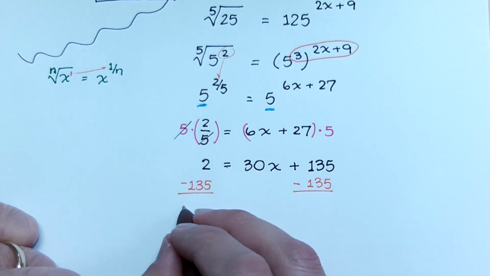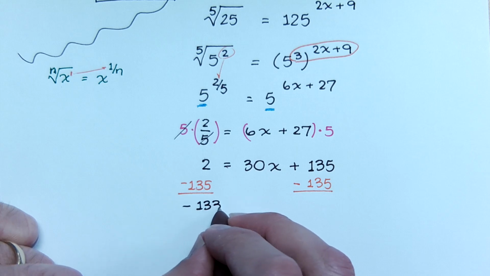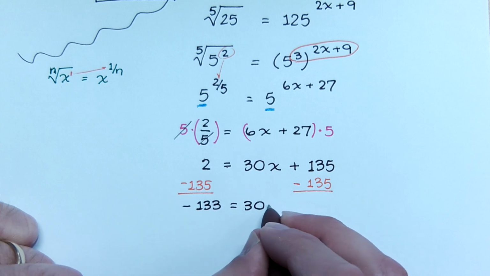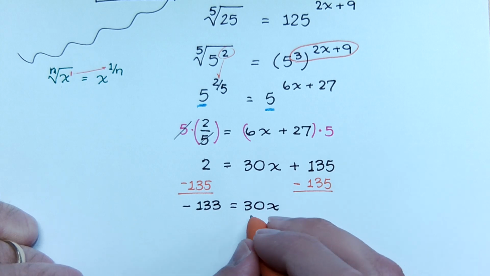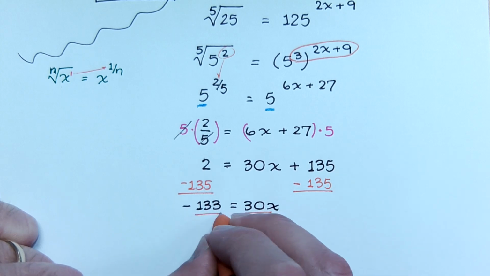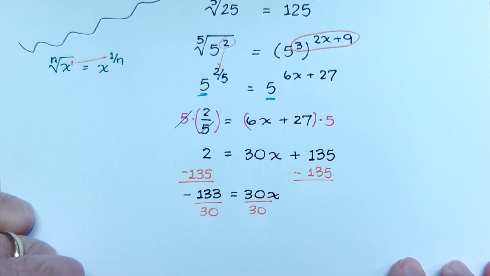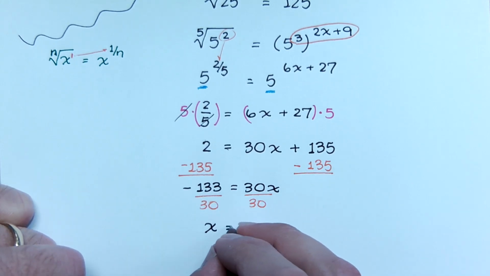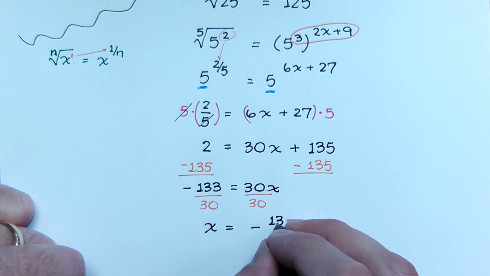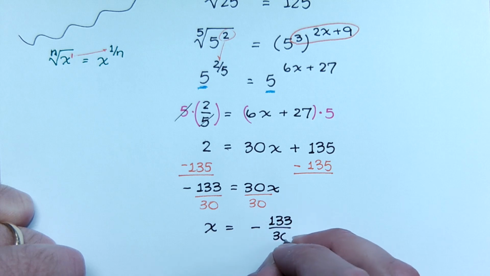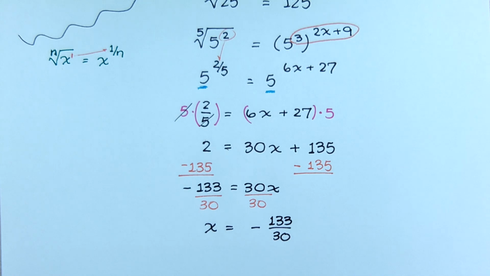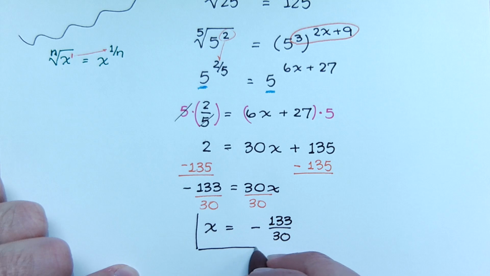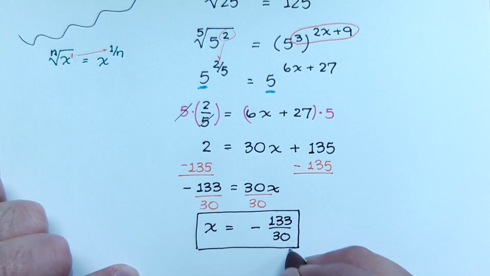So coming back to finish this problem, this is negative 133 is equal to 30x. We divide both sides by 30. So x, now completely by itself, is negative 133 over 30. You would try to reduce that fraction, but it's not going to work. There's going to be nothing in common whatsoever. Okay. But again, you want to see if it does reduce. And there we go.